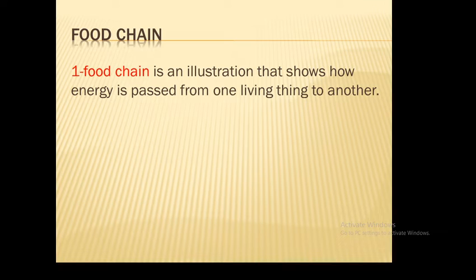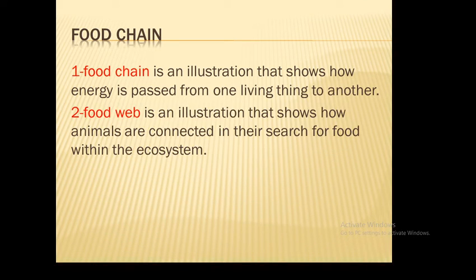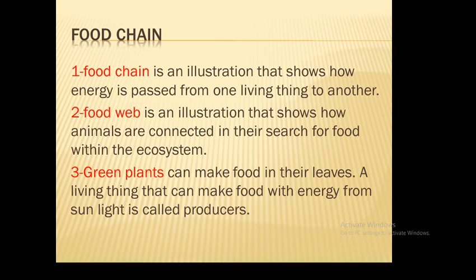Let's look at these definitions. They are very important definitions in this lesson. Food chain is an illustration that shows how energy is passed from one living organism or one living thing to another. Food web is an illustration that shows how animals are connected in their search for food within the ecosystem. Green plants, as we call them the producers, can make their food by photosynthesis, and the food is made in the leaves. So it's a living thing that can make food with energy from sunlight, and we call them producers.